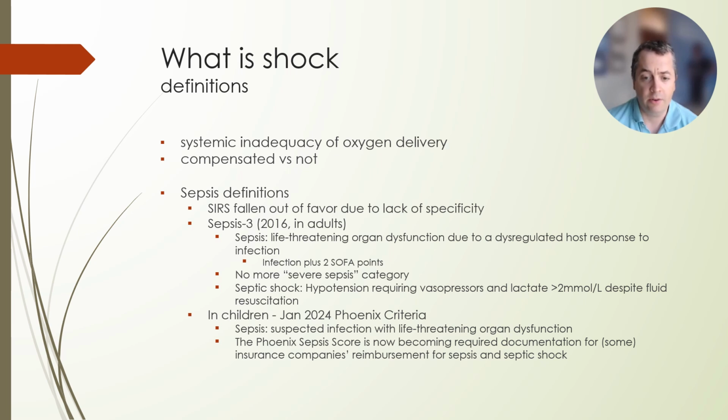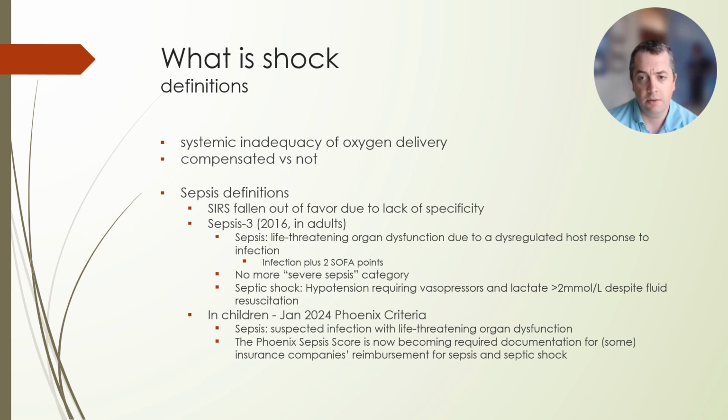So we've come out with increasingly specific definitions. Sepsis 3, 2016 in adults, defines sepsis as a life-threatening organ dysfunction due to dysregulated host response to infection. So they defined it as infection plus 2 SOFA points. There's no more severe sepsis category, noting that sepsis by itself has a 10% mortality and so is already severe. Septic shock is hypotension requiring vasopressors and a lactate greater than 2 despite fluid resuscitation.